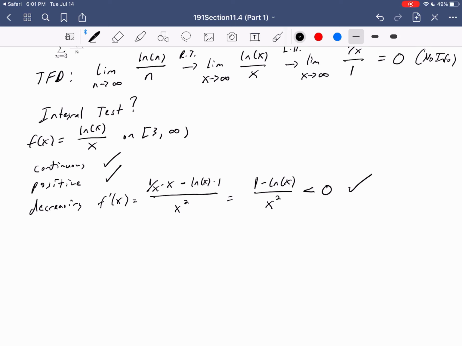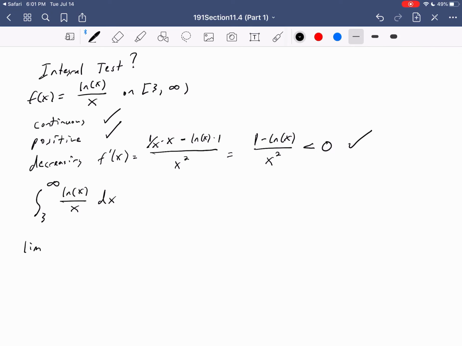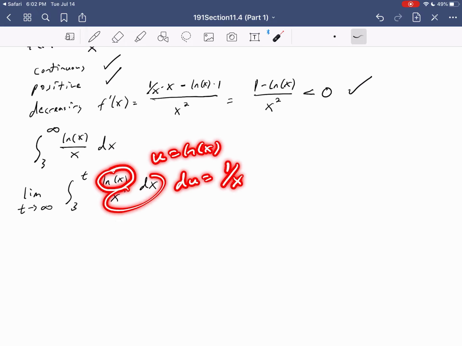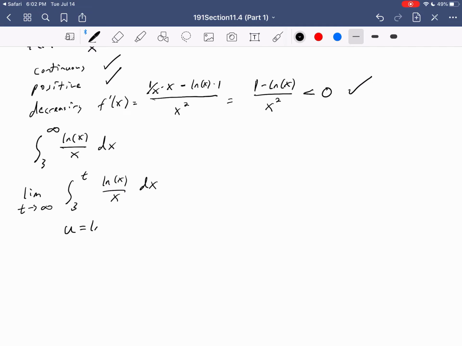So what we could try to do is consider the improper integral from 3 to infinity of ln x over x dx. And of course, the first thing we would do is treat that as a limit as t approaches infinity of the integral from 3 to t of ln x over x dx. Then we'd have to think of a way to integrate this. Well, we could try u equals ln x, since the derivative du equals 1 over x dx is right there. So u equals ln x, du equals 1 over x dx. That's exactly what we have there.